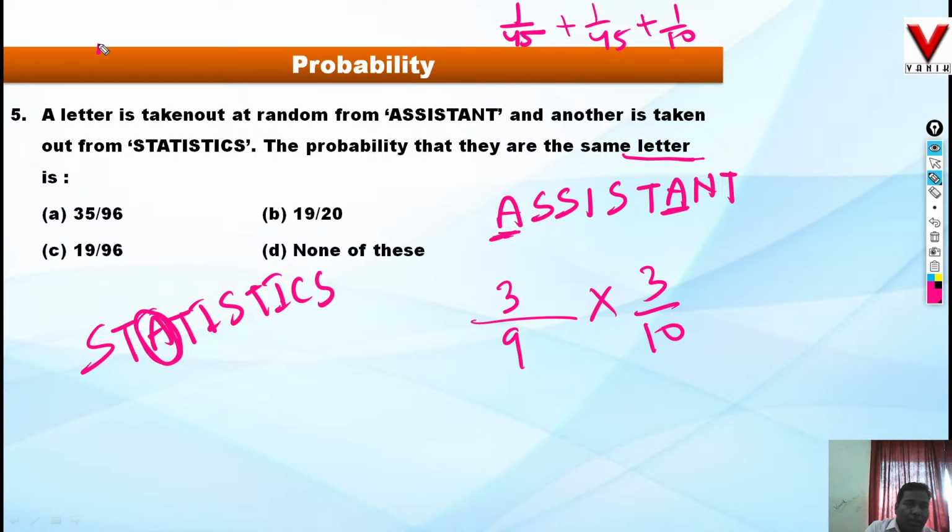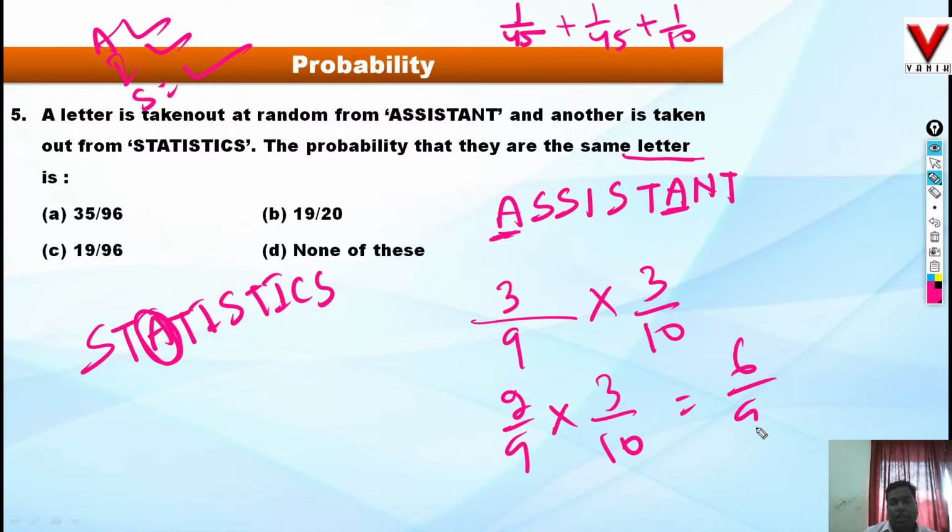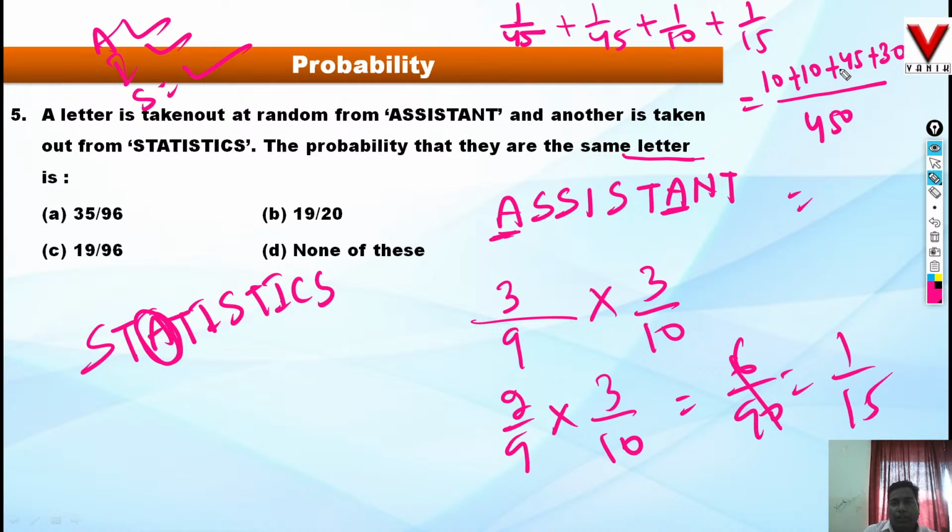Then come to T. Here T is 3 and here T is 2, 2 by 9 into 3 by 10 is equal to 6 by 90. 6 by 90 means 1 by 15, plus 1 by 15. You take the LCM, it is 450. Then 10, 10, 45 and 30. Then 30, 40, 70, 80, 90, 95. 95 by 450, 5 it is 19, 5 it is 90. 19 by 90.